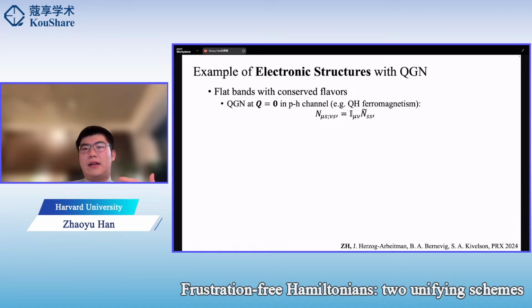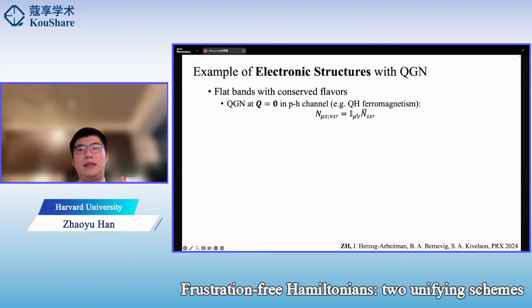Firstly, we know that this concept naturally unifies, I would say, most of the known examples of solvable limits for flat band systems, which are mostly ensured by symmetry. The first kind of trivial example is that any flat bands with some conserved flavor indices have quantum geometric nesting at q equals 0 in the particle-hole channel, with the nesting matrix that's identity in the orbital basis and an arbitrary matrix on the conserved index.